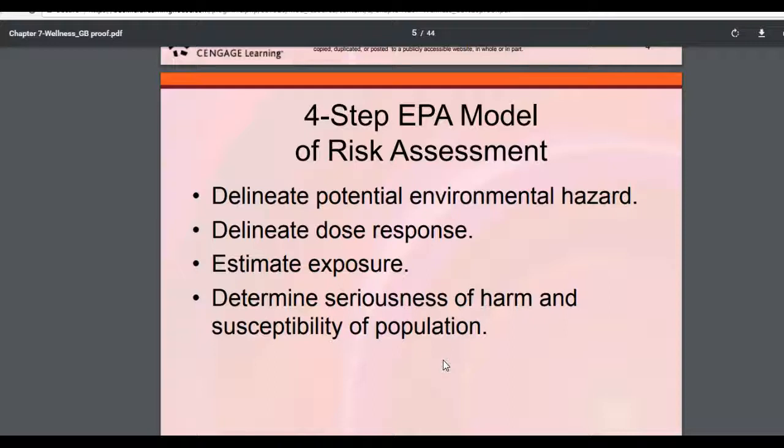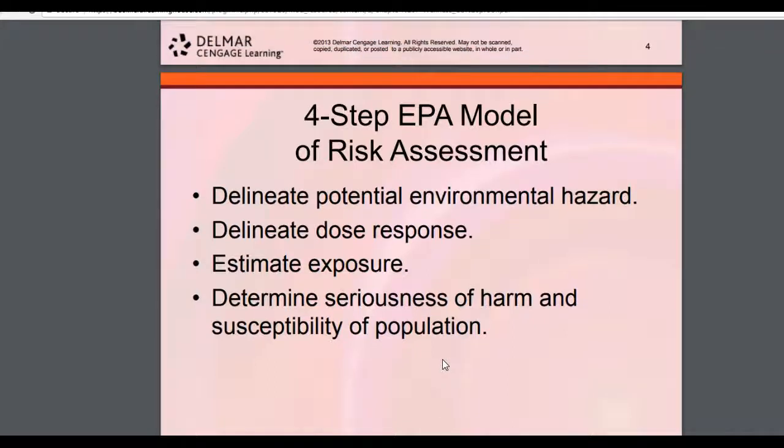So this delineates potential environmental hazards, it delineates dose response, and it estimates exposure and determines seriousness of harm and susceptibility of the population, right? So when they talk about building new companies and maybe there's potential toxic environments, there's always an environmental study that's done.